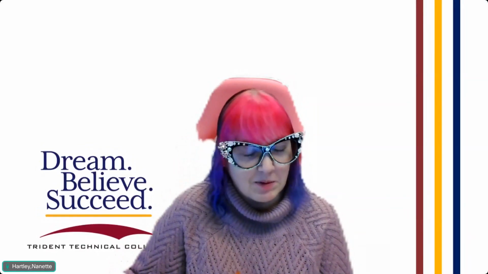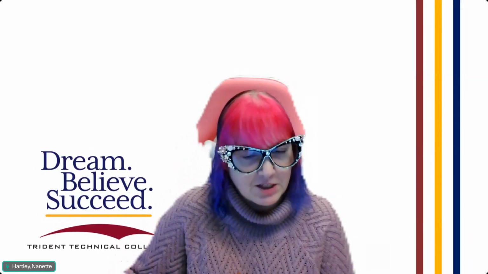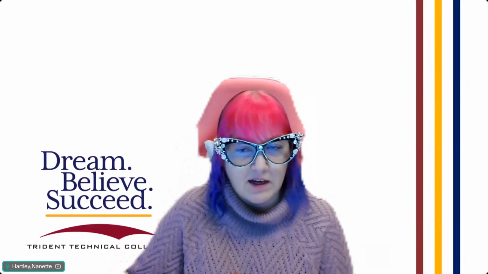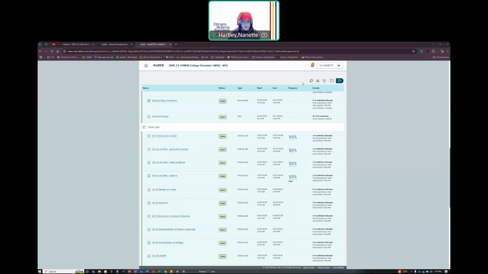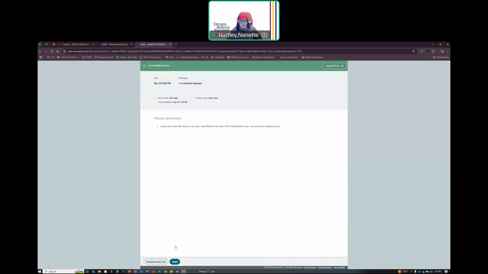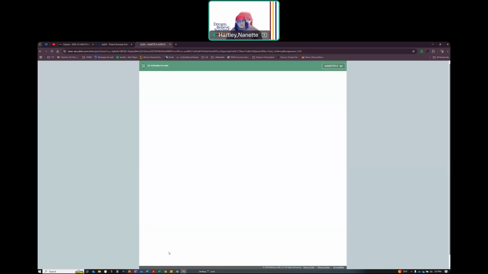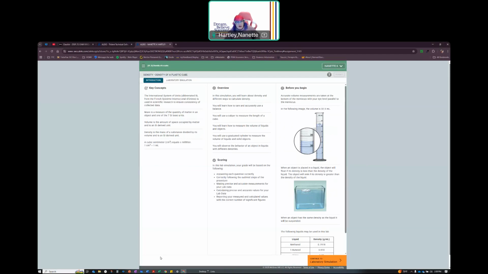So we're going to be looking at experiment 5 today. I'm going to go ahead and share my screen so that we can take a look and see what's going on with that. I am currently in the ALEKS shell and I am viewing as a student. So I have got virtual lab 5 here, density of a cube, and let's go ahead and get started with this. So a couple of things about experiment 5.